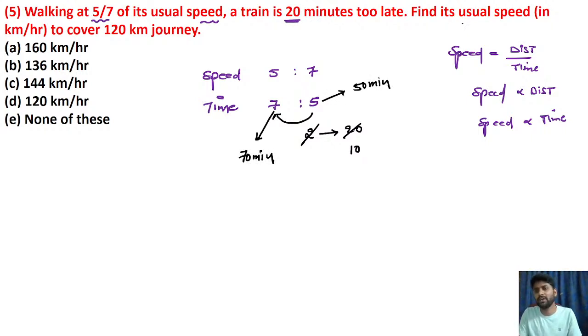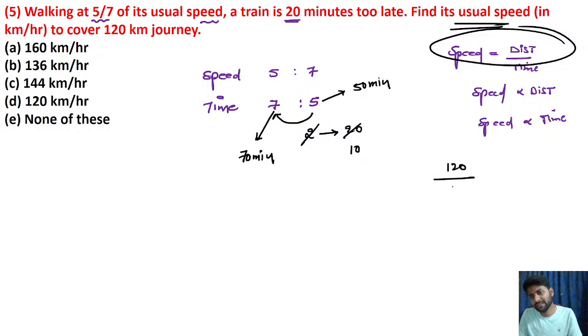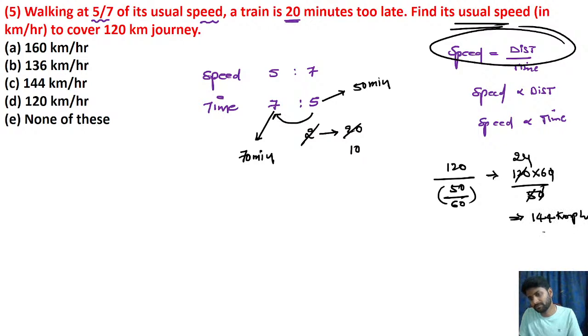Now what is the question? Find the usual speed. You already know that speed is equal to distance by time. So 120 kilometers, it takes 50 minutes, converted into hours, divided by 60. Answer: 120 into 60 divided by 50. You can cancel 0, 0. 5 becomes 24. The respective speed is 144 kilometer per hour. So you can choose that option, 144 kilometer per hour.